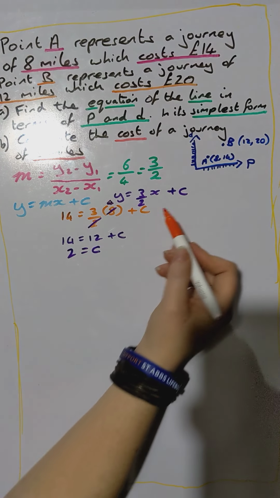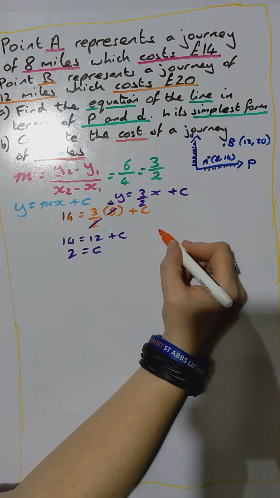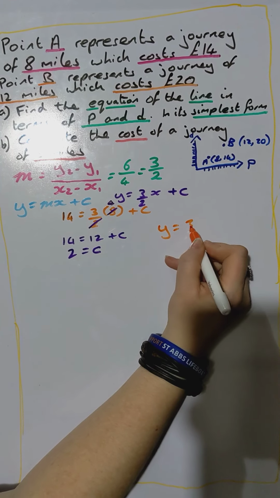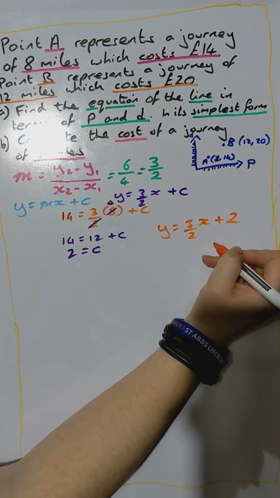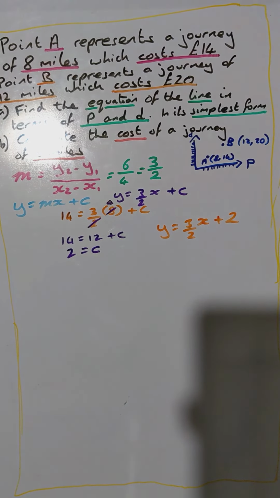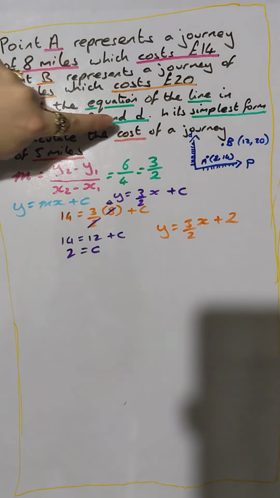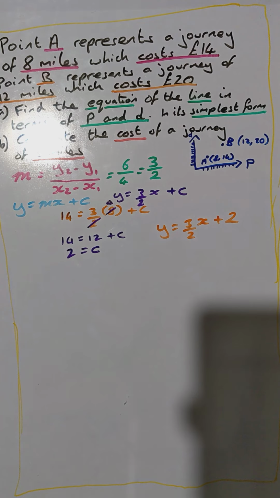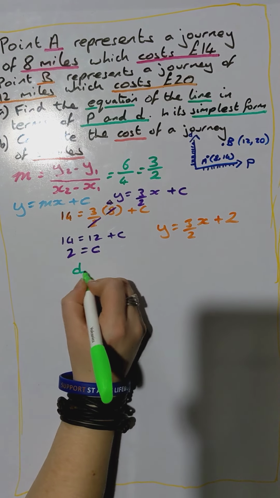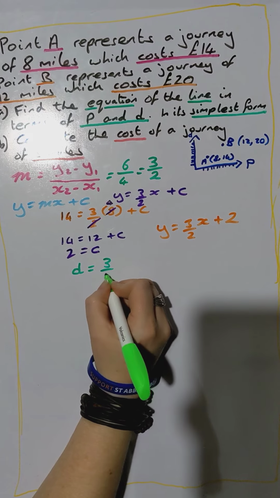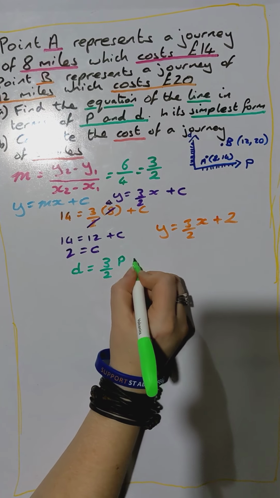If I substitute that back into this equation, I have my formula in the form y equals 3 over 2 x plus 2. Now that's not my answer yet. I was asked for the equation in its simplest form, but I was also asked for it as p and d. If you remember, I chose p to be x and I chose d to be y. So I have got d equals 3 over 2 p plus 2.